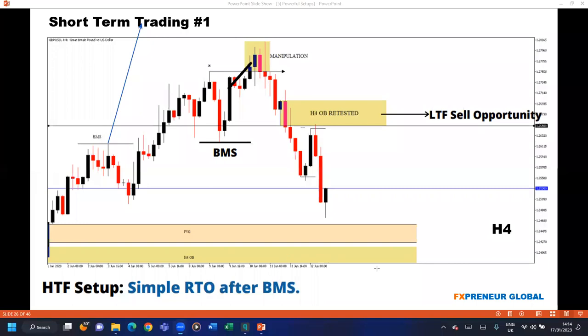Okay, here we'll look at that for short-term trading and see how it works. Now, for short-term trade, this is a GBPUSD H4 time frame. We have initial high. A stop hunt took out the high. All right, a break of market structure.